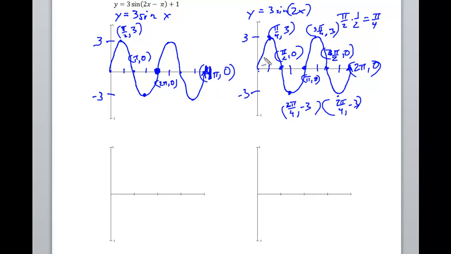So you can see that we went that entire span, but we went that entire span in half the time, from 4 pi down to 2 pi, even though this represents 2 cycles.